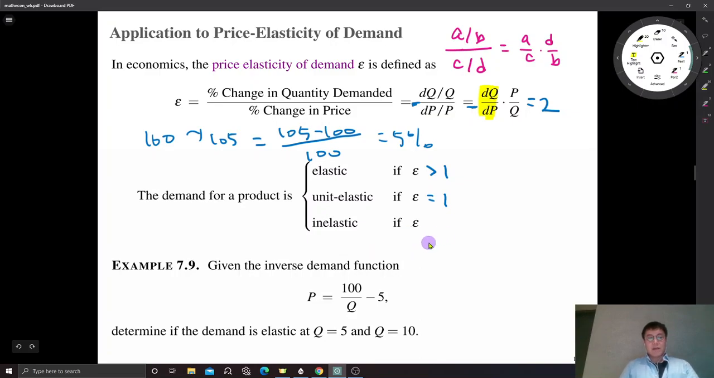On the other hand, if epsilon is smaller than 1, say 0.5, then if price goes down just 1%, quantity demanded rises just 0.5%. Then we say demand is inelastic, so it's not very sensitive to price change. So we have these three cases, and we can divide the possible cases into three like this, using this reference point.